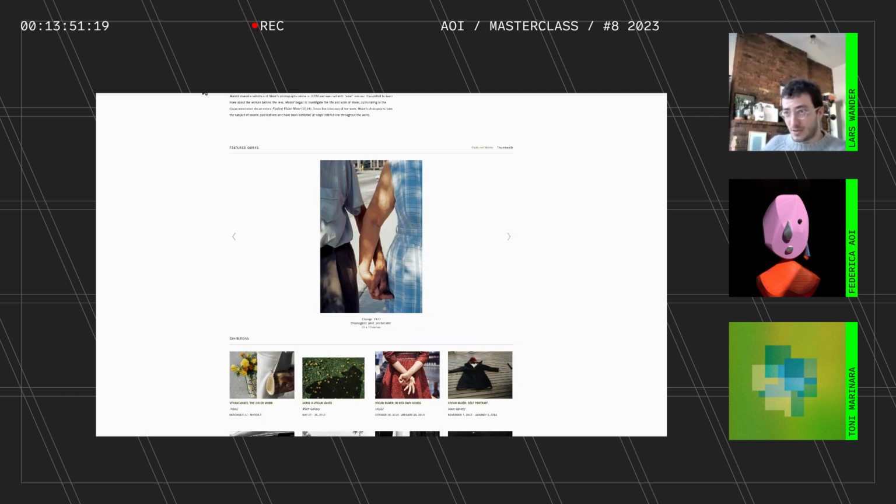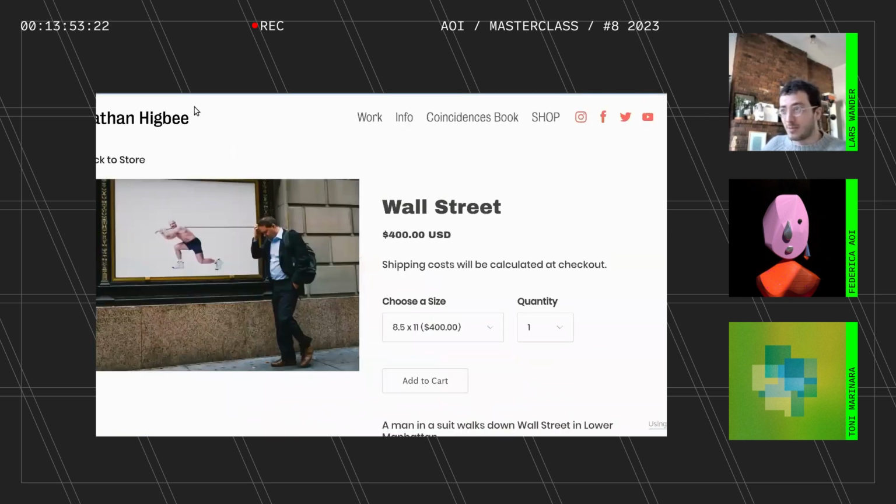Another artist I really admire is Jonathan Higby. He has this wonderful series called Coincidences, where he finds these remarkable juxtapositions all throughout the city. They're very clever and brilliant, and they make you stop and look and wonder. For example, here's a billboard, and here's a man walking, and you see this wonderful interaction. The Coincidences book is fantastic.